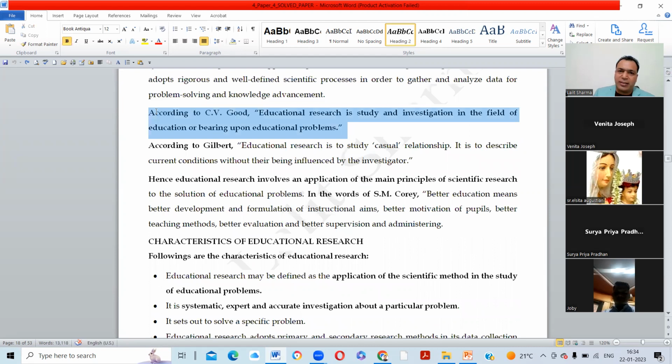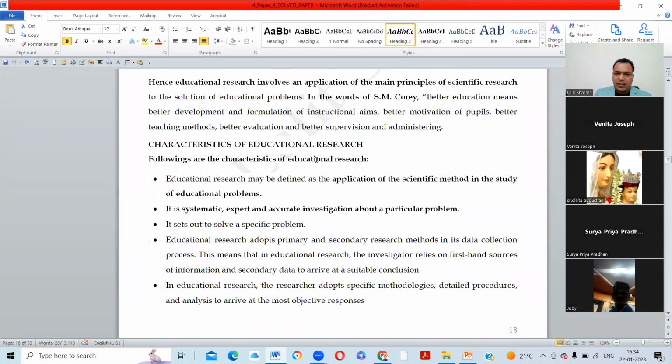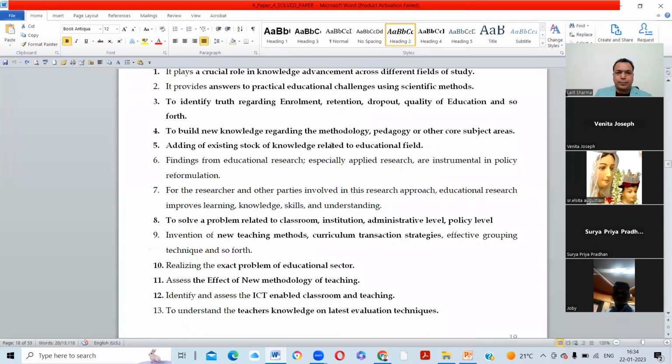C. V. Good has one definition. If you can learn it, then it is okay, otherwise you can write it in your own flow. Educational research is a study and investigation in the field of education, or bearing upon educational problems. It is said by C. V. Good, right guys? So these are the characteristics of educational research. You can define it, okay?